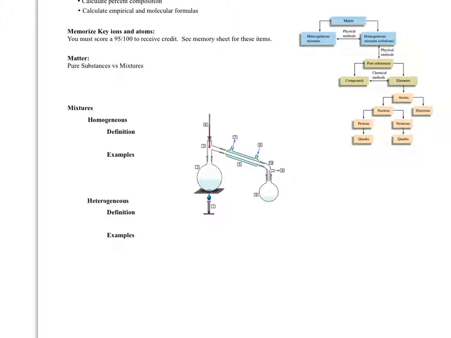Opposite that, we have heterogeneous, not consistent throughout. So what are some examples of heterogeneous materials? Cookie dough. What else? I would say pizza, like pepperoni pizza. You know my favorite, cat vomit. Oil and vinegar. Sand and water. Rocks, soil. All of those are heterogeneous.